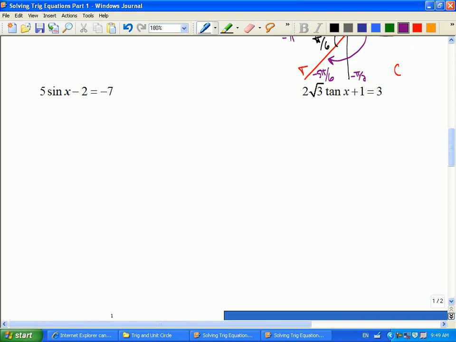Try these. The next one, 5 sine x minus 2 equals negative 7. All right, so I'm going to start catching up to you. If you're not done, then just peek ahead once you see where I'm at.